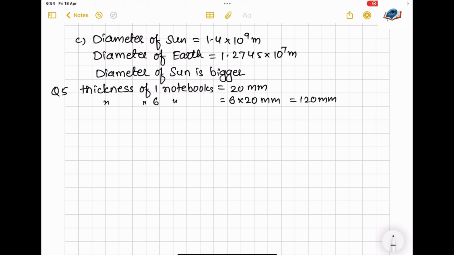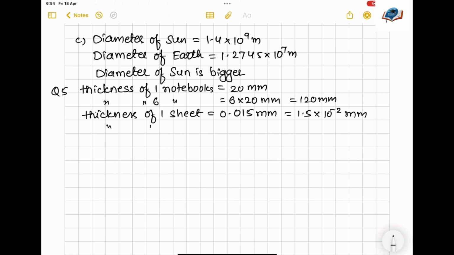And 6 sheets of paper, each of thickness of one sheet 0.015 mm. So that is 1.5 into 10 raised to minus 2 mm. So thickness of 6 sheets equal to 1.5 into 6 into 10 raised to minus 2 mm. So that is 9 into 10 raised to minus 2 mm.